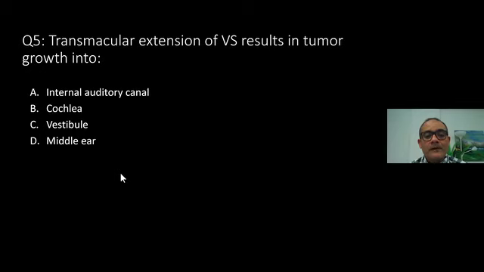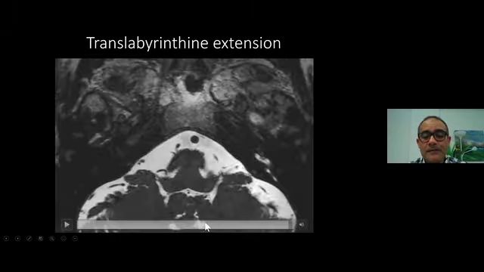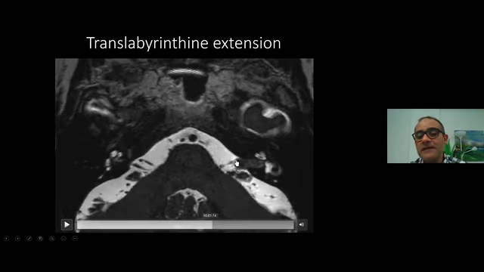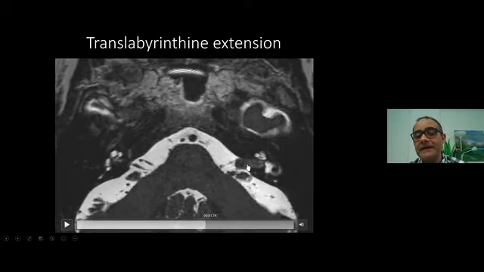Well, it looks like the question is tough. So the correct answer is the vestibule. And this is just a very simple note here. This is the same patient, and we see here the lesion in the internal auditory canal, and this is the cochlea. Remember, the cochlea is anterior and the vestibule is posterior.